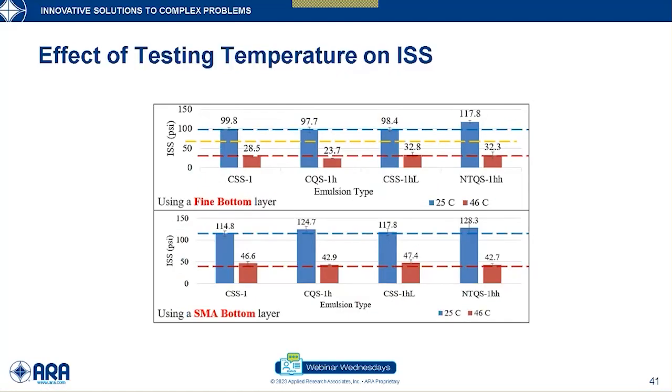Effect of testing temperature. Testing temperature has a significant effect on interlayer shear strength. I used two testing temperatures. All the blue columns represent 25 degrees Celsius, and all the red columns represent 46 degrees Celsius. You can see higher temperature significantly reduces the interlayer shear strength, by more than 40% or 50%. At 46 degrees Celsius, significantly low ISS can be seen, either with a fine bottom layer or a coarse or SMA bottom layer. So you have to pay more attention while applying tack or using tack coat on hot summer days, as temperature significantly reduces the ISS.